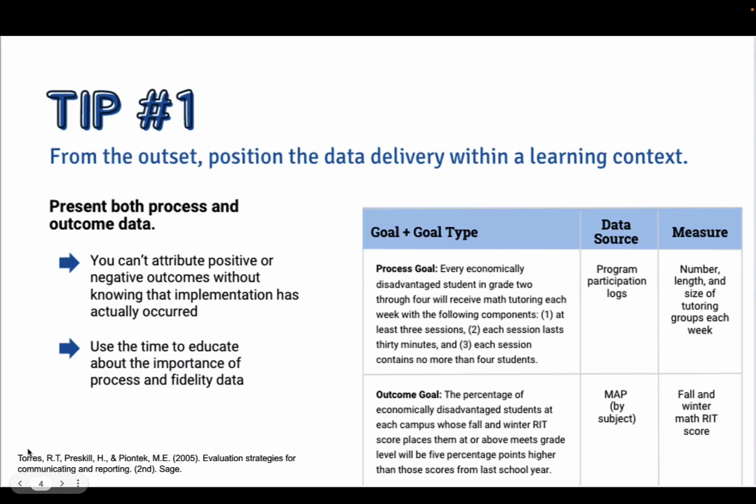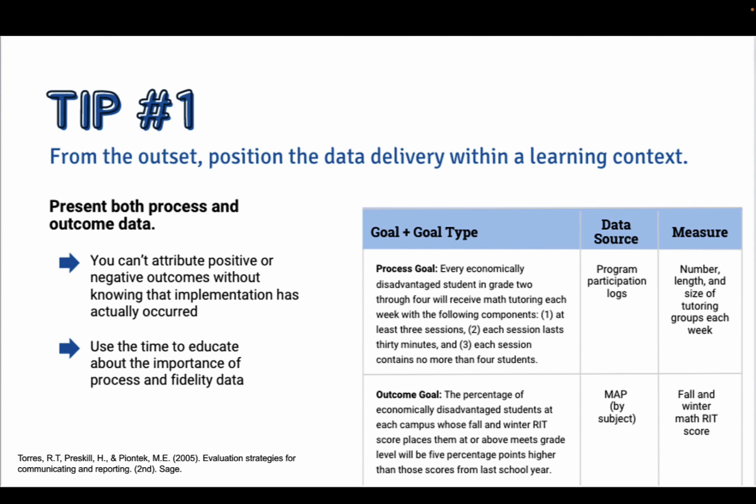Our first tip is from the outset, position the delivery of your data and findings within a learning context. It's important to present both process and outcome data. As a reminder, process data speaks to implementation, noting whether a strategy was implemented as planned and with fidelity. On the other hand, outcome data speaks to impact and is typically what stakeholders will first want to jump and look at to gauge success.